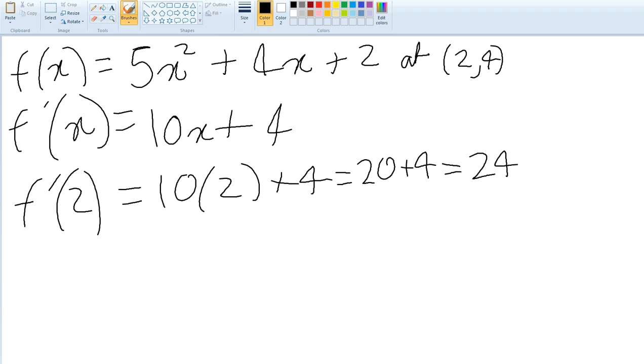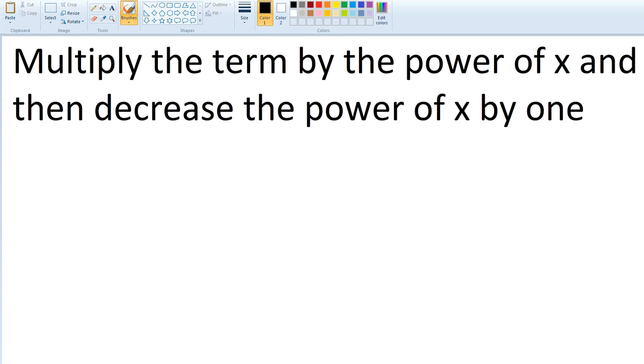So the idea of differentiation at C1 is to find the gradient of a line, often at a certain point. So here we've got f of x equals 5x squared plus 4x plus 2 at the coordinate (2, 4). So we differentiate that line, which I'll show you how to do in a minute, and you get 10x plus 4. Then you put your value of x from the coordinate, which is 2, into the differentiated equation, and you get 10 times 2 plus 4 equals 20 plus 4 equals 24. So that means 24 is the gradient of the line at the coordinate (2, 4), and that's why it's useful.